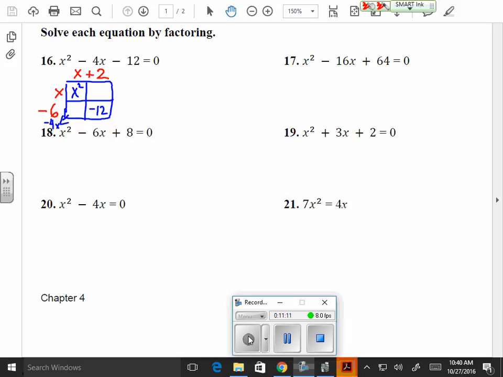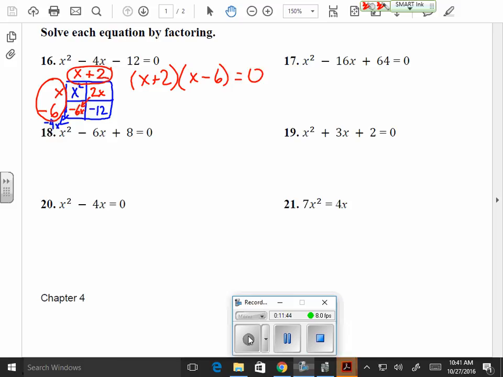2 times 6 is negative 12. 2 times negative 6 is negative 12. And 2 minus 6 is negative 4. So when I fill in the squares that are empty, that becomes a negative 6x and a 2x, which, yes, those two will add together to give me negative 4x. So that means that this broke down into what I have at the top, what I have here on the side: x plus 2 and x minus 6 equal to 0.